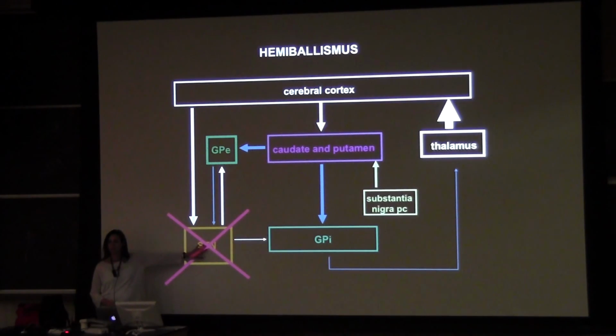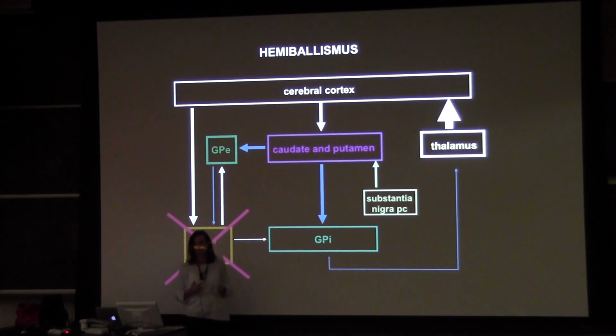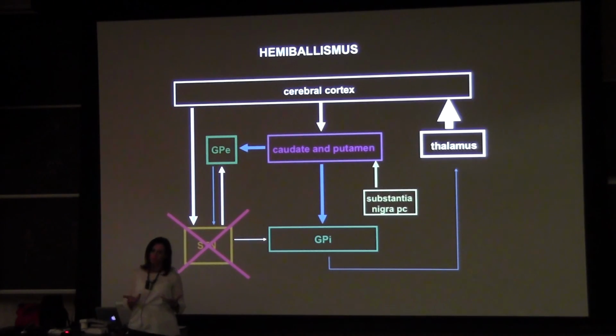I just told you that lesioning the STN makes more movement take place. And in Parkinson's disease, you're getting too little movement. So why wouldn't you want to lesion the STN instead of stimulate it? Well, it turns out if you do lesion the STN in Parkinson's patients, it does improve their movement. So it helps to balance the circuit.